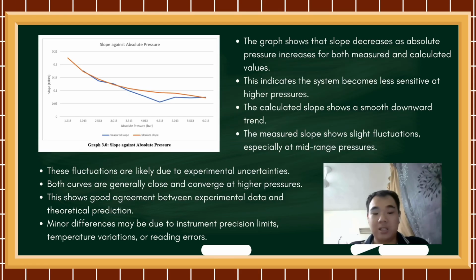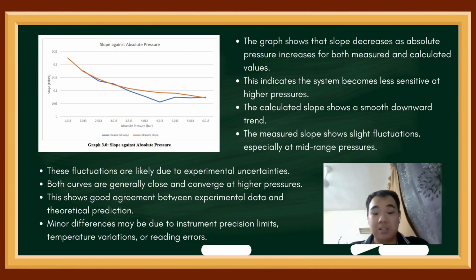It shows that the slope decreases as the absolute pressure increases for both the measured and the calculated value. So this indicates that the system becomes less sensitive at higher pressure. The calculated slope follows a smooth downward trend, while the measured slope shows slight fluctuations, especially in the mid pressure range, likely due to the experimental uncertainties.